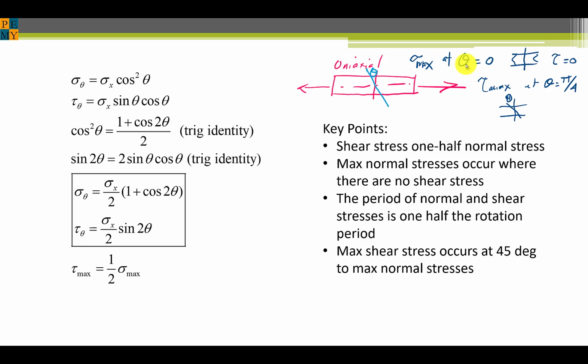Sigma max occurs at theta equals 0, as you would expect. The maximum normal stresses occur across this vertical cut plane. Now, tau max, the maximum shearing stresses, occurs at 45 degrees, pi over 4, like this. As we rotate the plane, you can see that when we get to 180 degrees, or pi, everything repeats after this point, so there's no new information. This is because the frequency has doubled, as we discussed earlier.